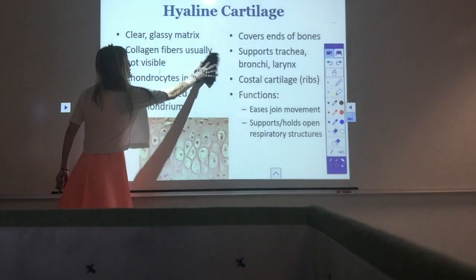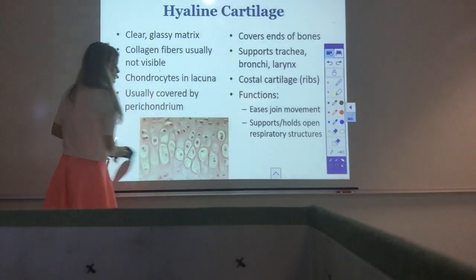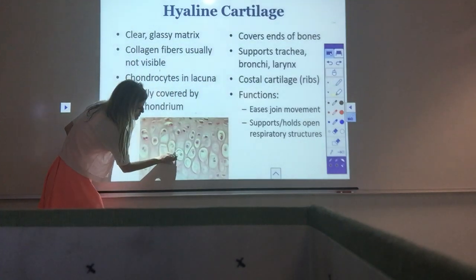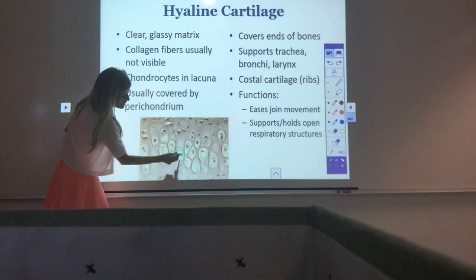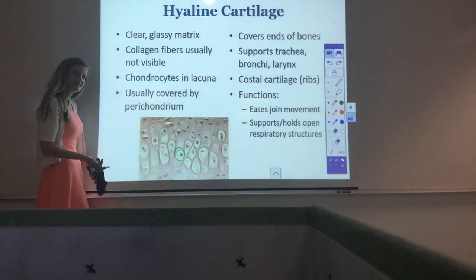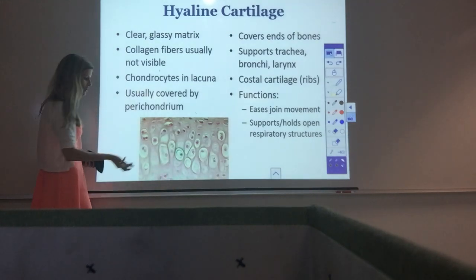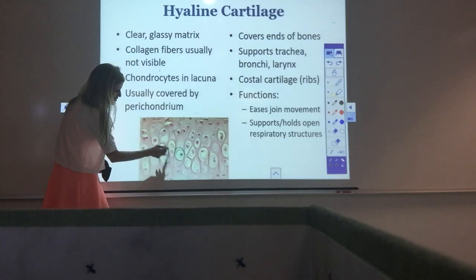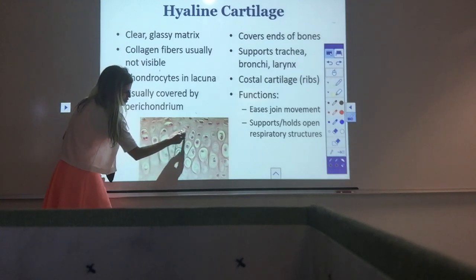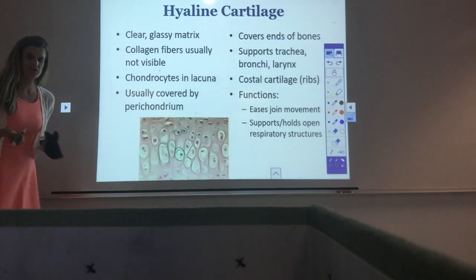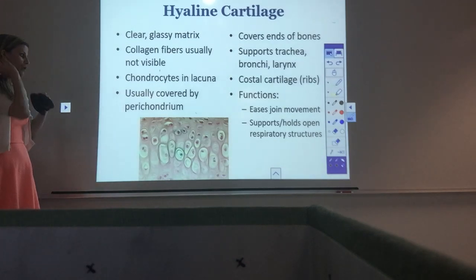So this is hyaline cartilage. Okay, again, looking at this, look. So this is the cell membrane, right? There's its nucleus. And then look at this circle around it. That's the lacuna. That's its little hole. And you can obviously see these big bubbles around the cells. Okay, that tells me I'm looking at cartilage. Now all I have to do is figure out what kind of cartilage this is.